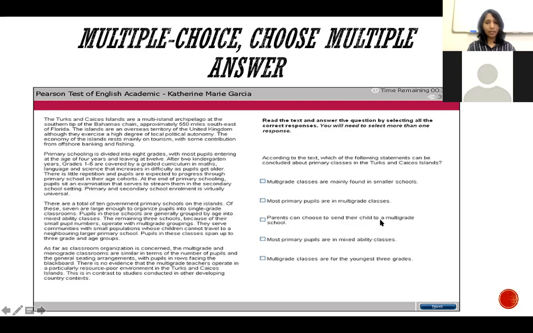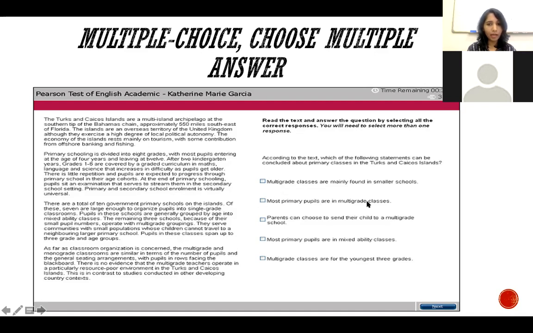Parents can choose to send their child to a multi-grade school. So primary and secondary school enrollment is virtually universal. What do you think is the answer? Maybe. Okay, if you look at the next one, there are a total of 10 government primary schools on the islands. So I think the third option is our answer.